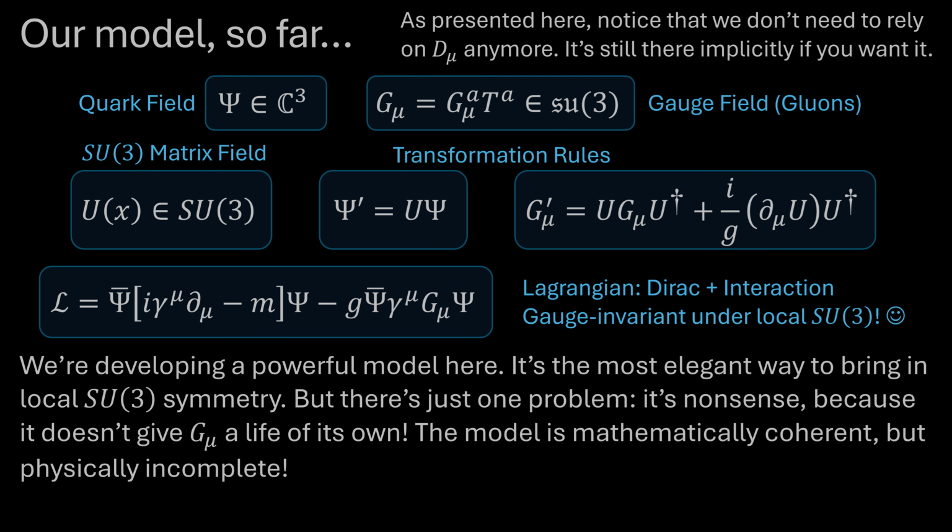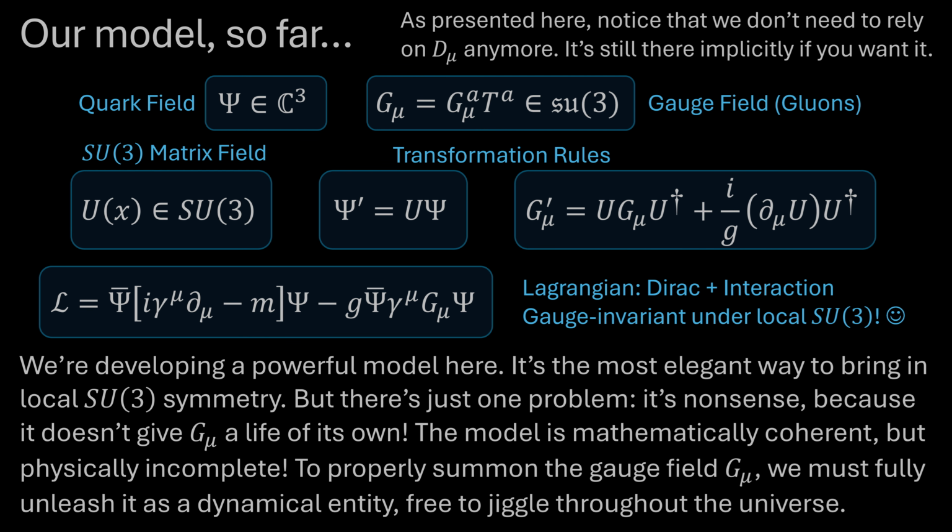And so what are we saying here? We're saying that there exists a field, but it only exists insofar as it interacts with our matter field, and it has no life of its own? It can't contain any of its own energy? Well, that doesn't make sense. That's not good physics. We do need to summon this gauge field. We do need to bring it into existence, because it is the way to give our model local SU3 symmetry.